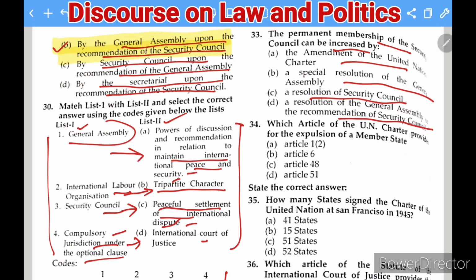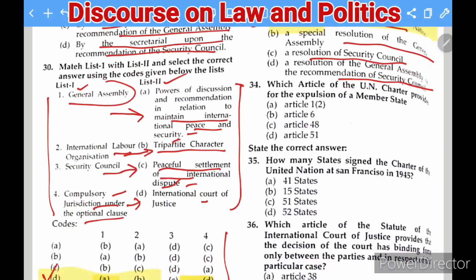How can you increase the number of permanent members of the Security Council in the UN? The first option given here is correct: the amendment to the UN Charter. Unless you do an amendment to the Charter, you can't increase it.